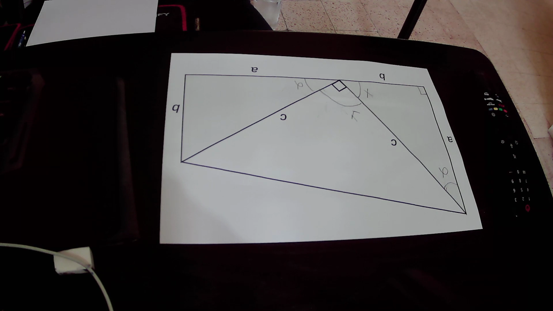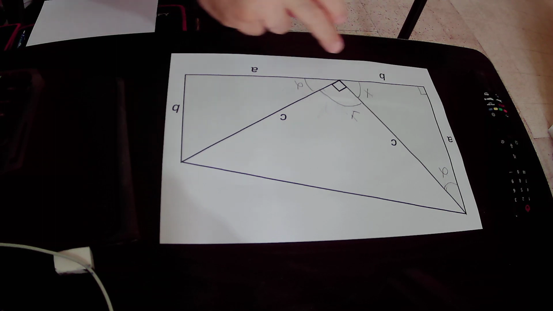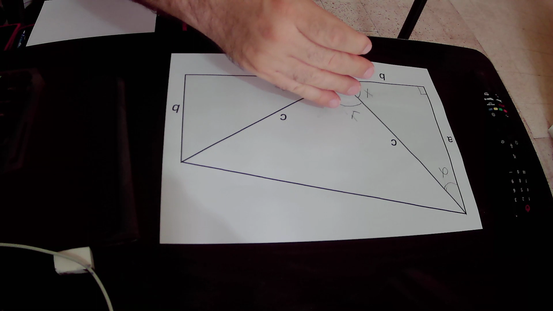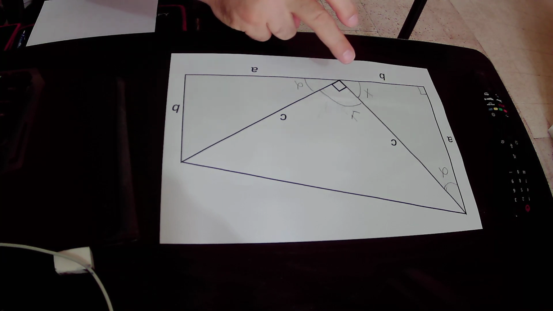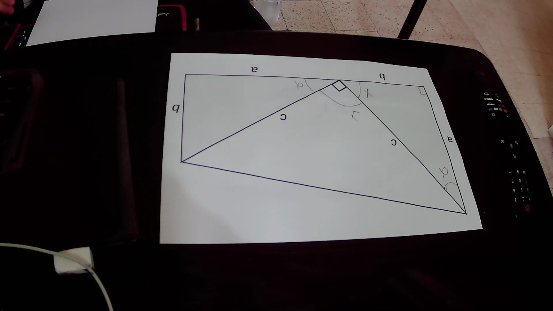But we do know that every straight line has two sides, the upper side and the bottom side. On every side, the sum of the angles is 180 degrees. So x plus y plus alpha is equal to 180 degrees.